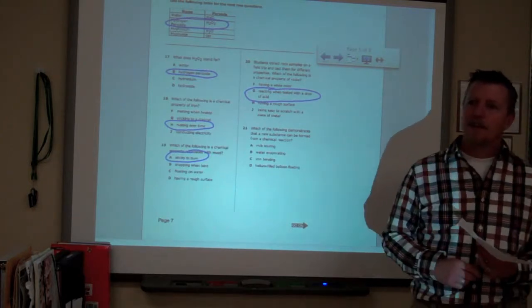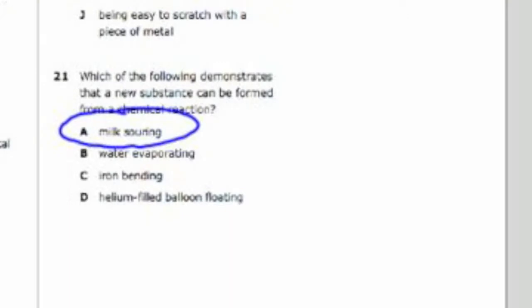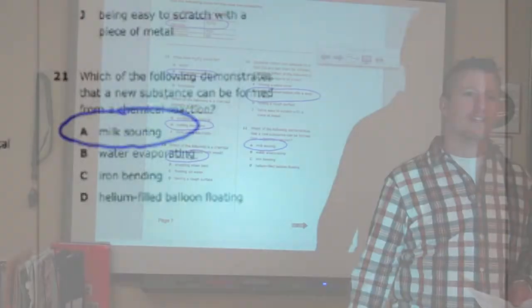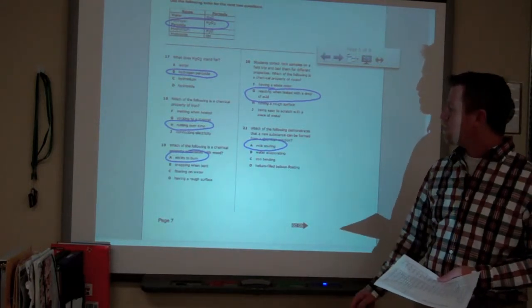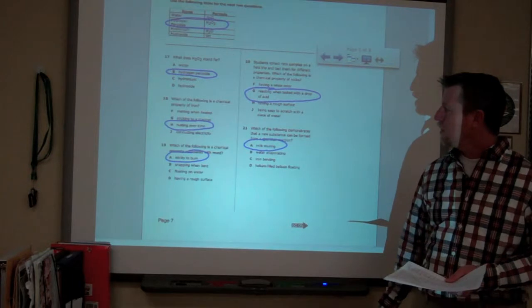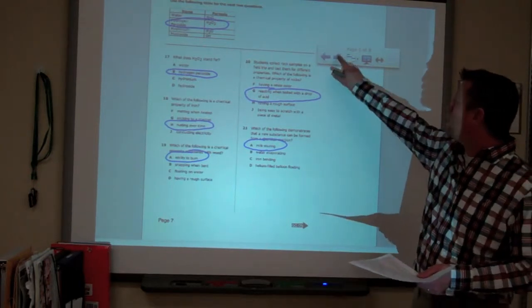Milk souring, because I can't get back to regular milk once it's sour. Something new has happened. All the other stuff, water evaporating, it's still water. Iron bending, it's still iron. Just because we put helium in a balloon doesn't change it. It just shows that helium floats because it carries the balloon upwards. So those are all physical properties. Milk souring changes it totally. Nobody likes sour milk, hopefully. It's gross and makes you sick.